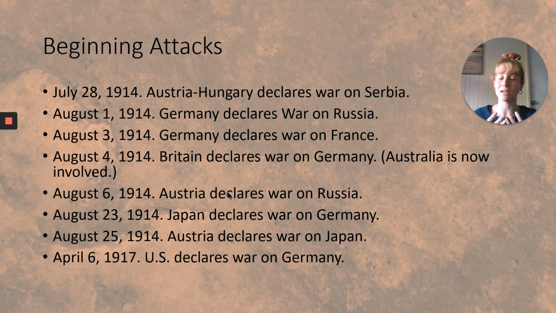And we're going to look more in depth at that in week 2 of this term. So then we've got Austria declaring war on Russia, just to kind of close that gap a little bit. Japan gets involved. Austria declares war on Japan, and then the US gets involved a couple of years later. They're a little late to the game, but they're still involved. Okay, so as you can see, all of these key factors are coming in right now, all because of that assassination.